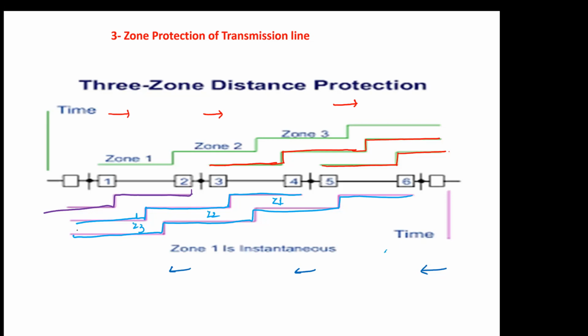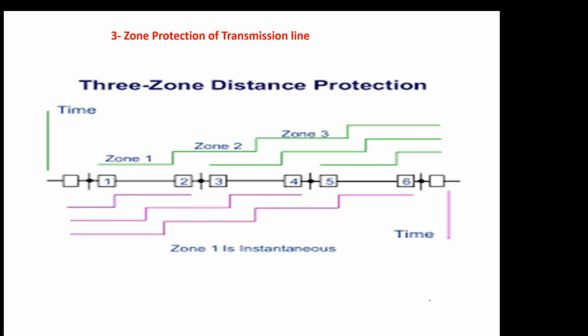Every relay will have 3 zones: high speed zone, medium speed zone, and low speed zone. Okay, why are zone 2 and zone 3 required? Because they provide backup protection when the high speed zone fails. When zone 1 fails because of some reason, then the backup protection is provided. That's why we have 3 zone protection for distance relays.